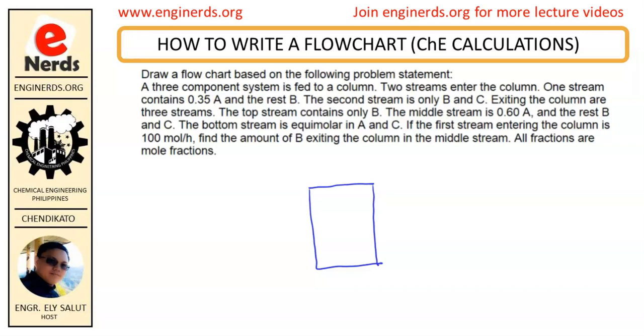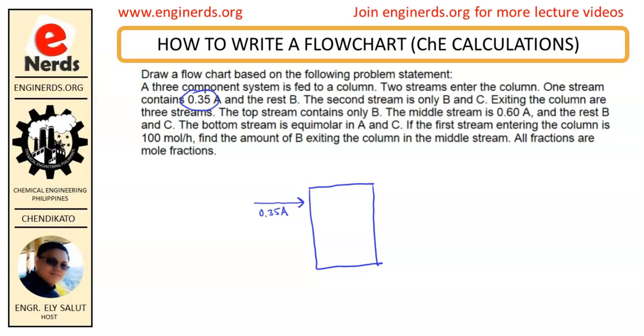And then it says one stream contains 0.35 A and the rest is B. So given muna itong first stream natin. And it says meron daw siyang 0.35 A. So anong ibig sabihin nito guys kapag sinabing it has 0.35 A? Well, yung nakikita nating numerical figure dito, this is a mole fraction. And natutunan natin sa ating physical chemistry class and other chemistry classes that a mole fraction is the number of moles of material over the total moles of the given material.